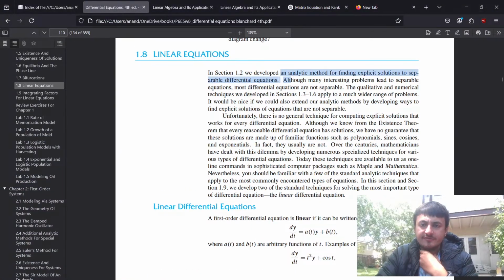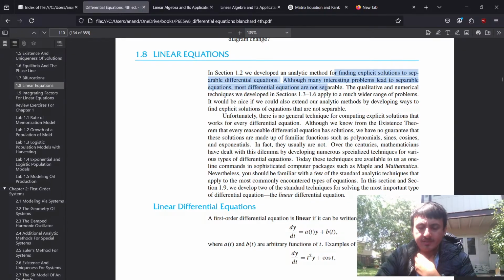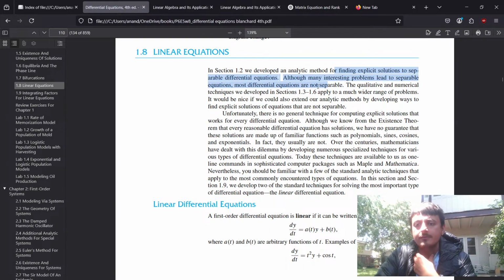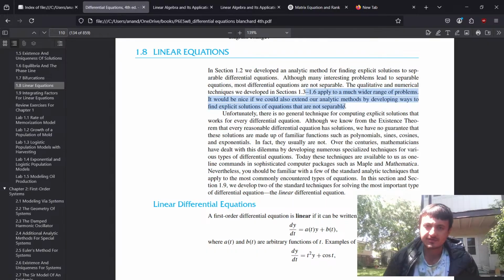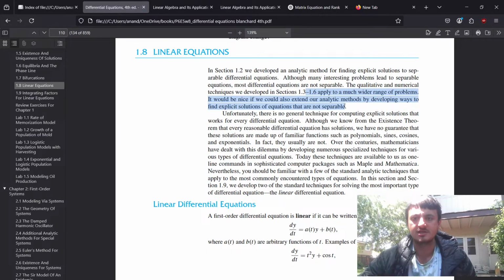In section 2, we developed an analytic method for finding explicit solutions to separable differential equations. Many interesting problems were separable, but most aren't. The qualitative and numerical techniques from 1.3 to 1.6 apply to a much wider range of problems. It would be nice if we could extend our analytic methods by developing ways to find explicit solutions of equations that are not separable.